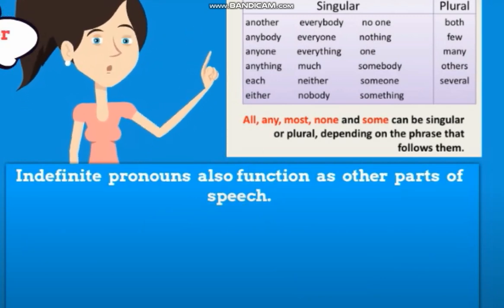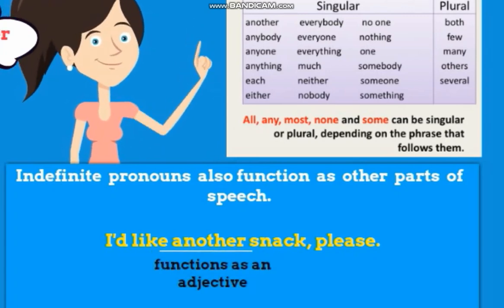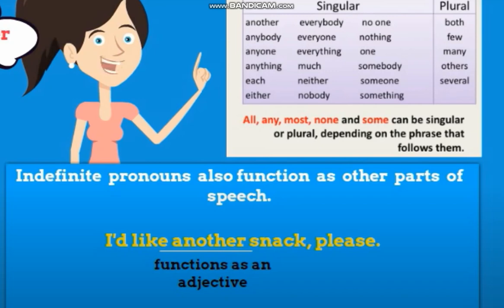But let's look at this sentence. I'd like another snack, please. Another is now functioning as an adjective. Here it is describing the noun, that is snack. Like, which snack do you prefer? Another snack. So here, another snack is used as an adjective.